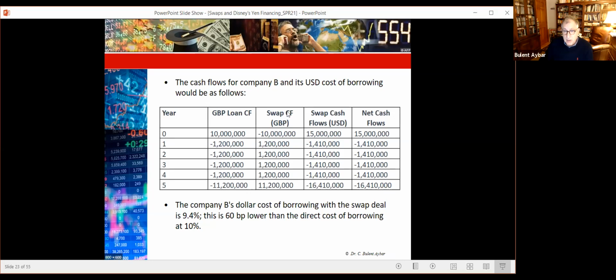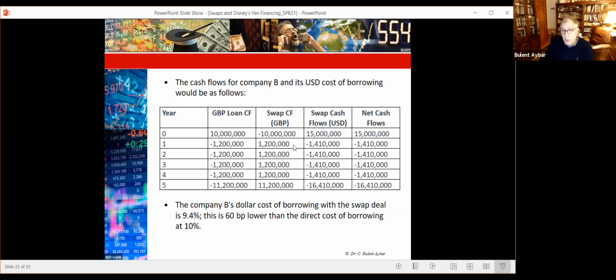In the swap deal, the cash flows that the company is going to engage in with the swap dealer start with a 10 million British pound payment. The principal collected from the original loan is paid to the dealer, and the dealer is going to pay company B 1.2 million British pounds periodically, plus the principal of 10 million at the end of the 10 years. So all of these cash flows are going to be offset in British pounds for company B.